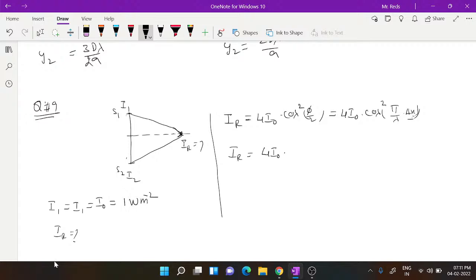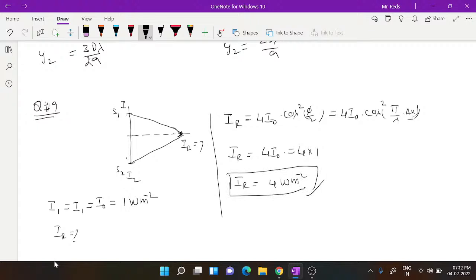So the answer is 4. Question number 9. So we'll get 4 only, right? Yes, it is equal to 4 into 1. So the resultant intensity will be equal to 4 watt per meter square. That's it.